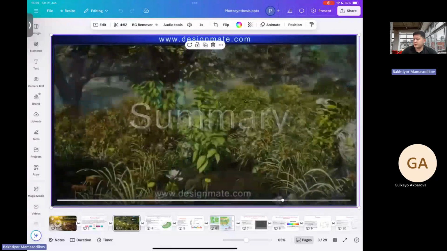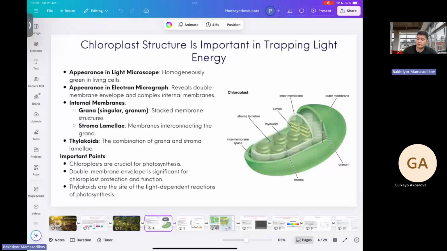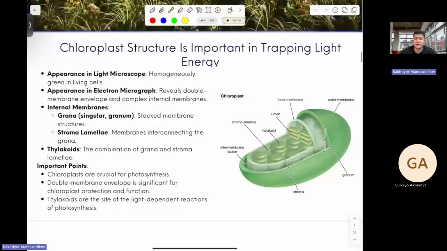To summarize, green plants. Okay, I hope you understood it. So any questions from this?